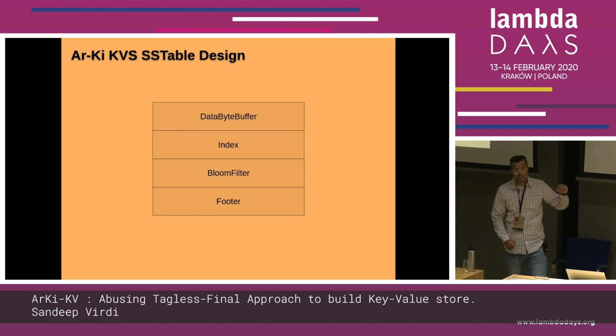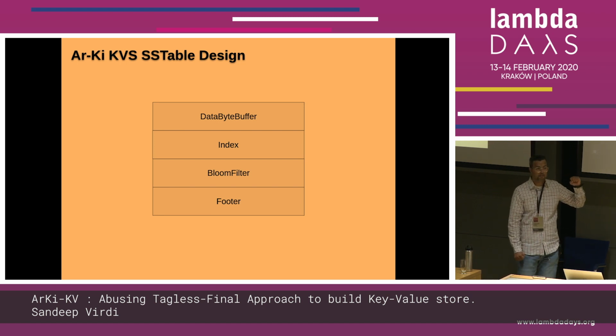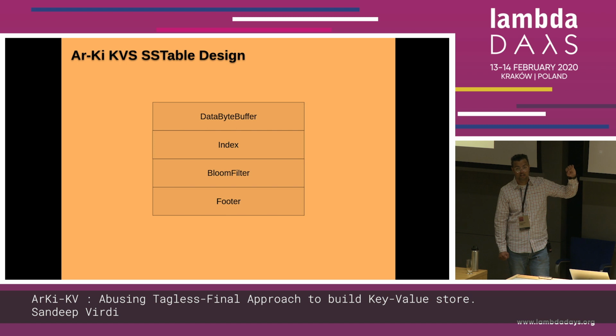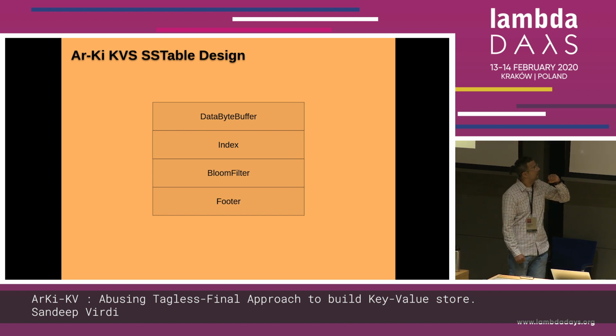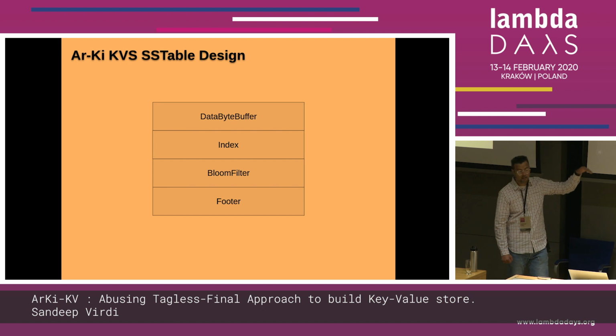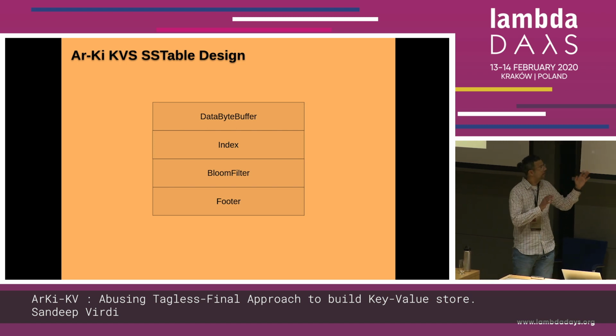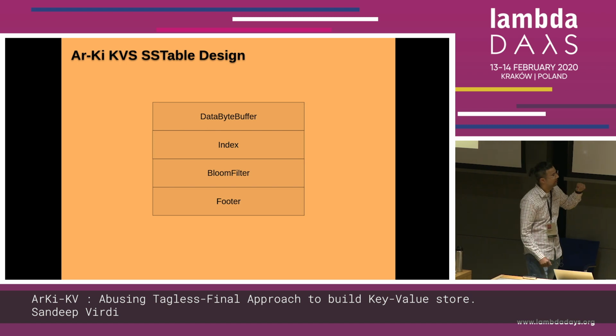Index, it stores the keys. It also stores the page number and the data offset for the data in the data byte buffer for a key. So it's a tuple: key, page number, and the page offset. And you'll see why we need those things. Bloom filter, we've already looked at it. There's nothing interesting here. Footer is just min, max, and the offsets for all the data structures up here.